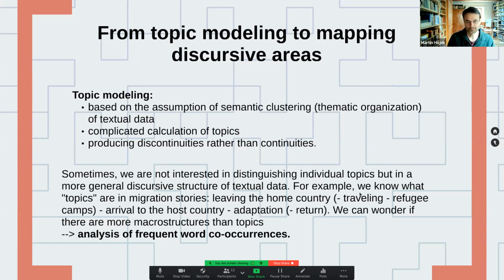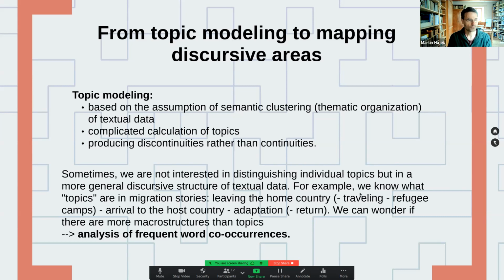And sometimes we would like to know more about the narratives, about the corpus, than to extract topics. And that's why I did an analysis of frequent word co-occurrences. It's not so much different from topic modeling. I would say it's halfway to topic modeling, because topic modeling also uses frequent word co-occurrence analysis to extract topics, but it goes further and becomes more and more complicated because of the objective. The objective of topic modeling is to provide topics, while analysis of frequent word co-occurrences is to reveal the inner structure of textual data or any data.